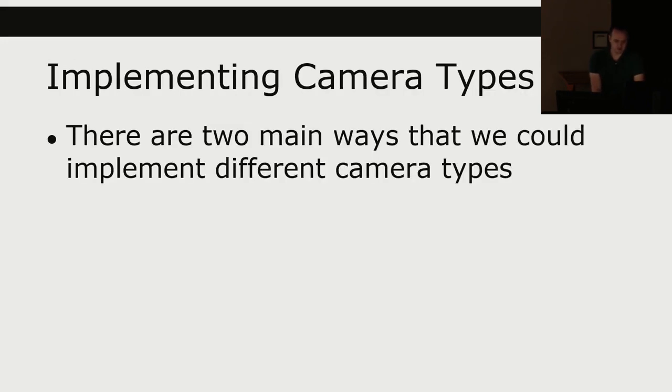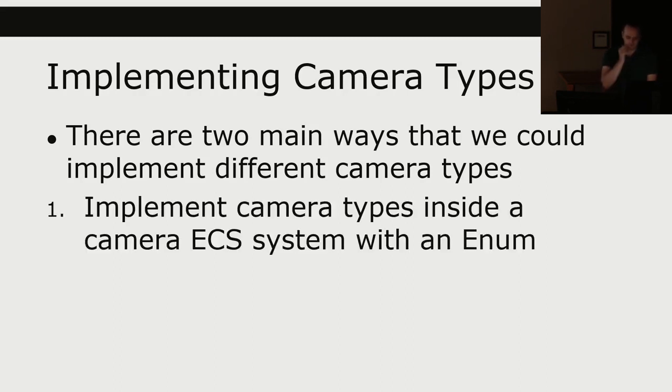And so there's many different ways that we could actually take our game engine architecture and then implement the code for this, right? So I've showed you the code, but we also have this nice architecture that we're trying to follow. So how would you actually implement these camera types? There's two main ways that you could do that. One of them would be to implement camera types inside an ECS system with an enum. So basically an enum is just like an integer, so you'd have a bunch of options for your camera. So if camera equals this, then do this thing. If camera equals this, then do this thing.